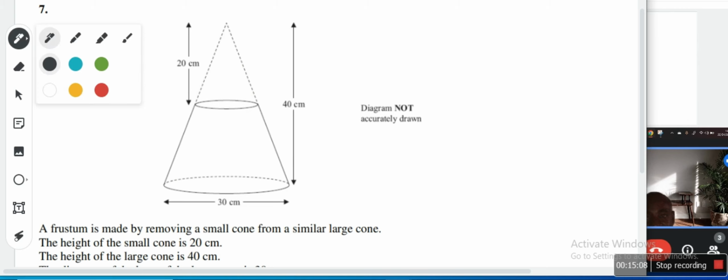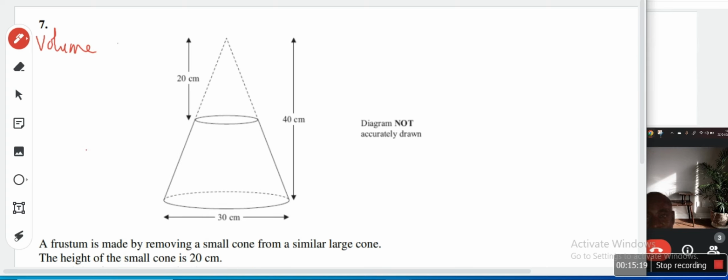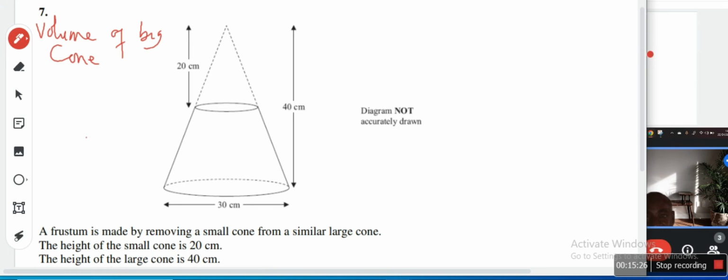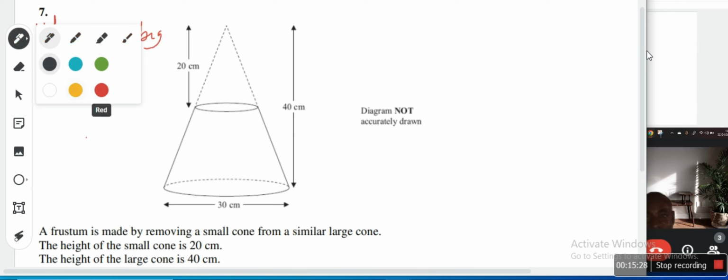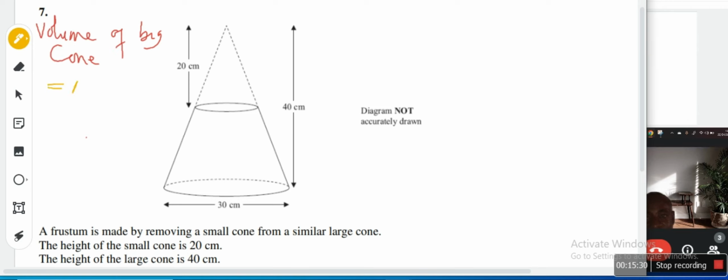Volume of the big cone. So you now understand why I did all that I did to get you to understand the formula for volume of a cone. Volume of big cone. What's the formula again? Pi r squared h divided by 3.